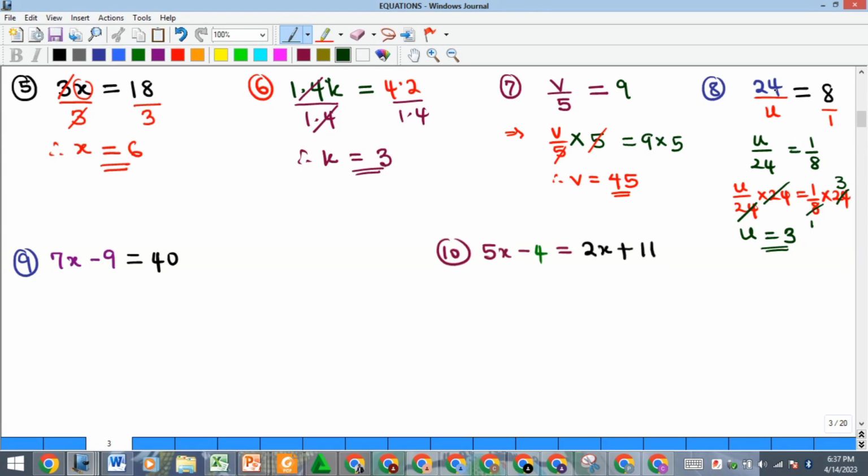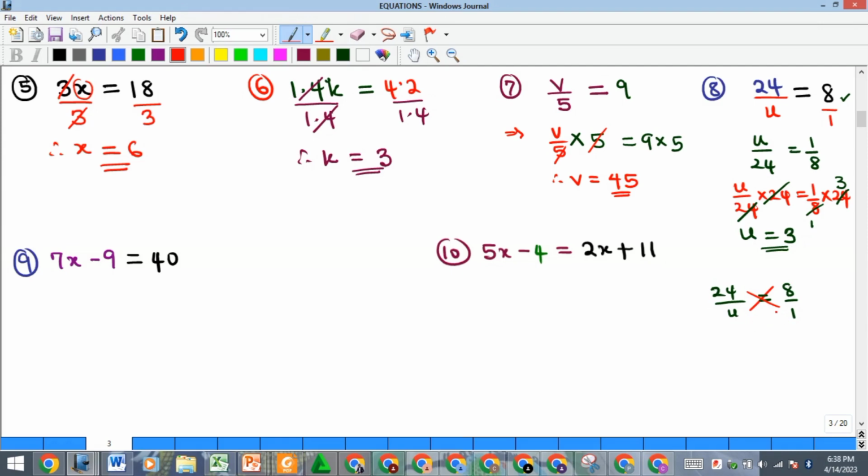Of course, you can see 24 all over u, which is now 3, will definitely give us 8. So this is correct. So that's one way to do that. And then another way is to do what we call cross multiplication. And so I can actually have my 24 all over u equal to that 8, still make it over 1. And when that happens, if I cross multiply, you do a diagonal multiplication. That's what we call cross multiplication.